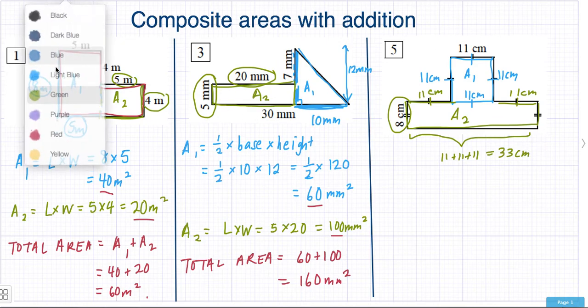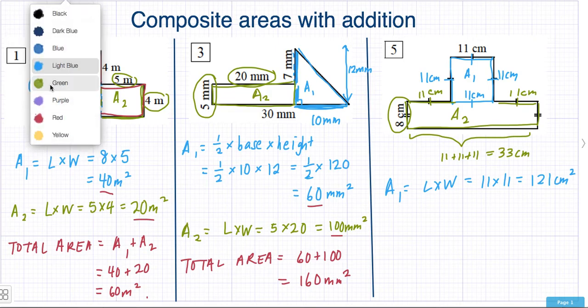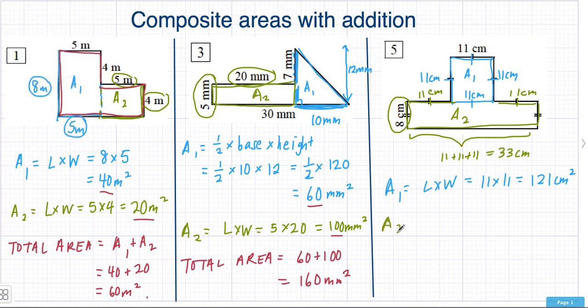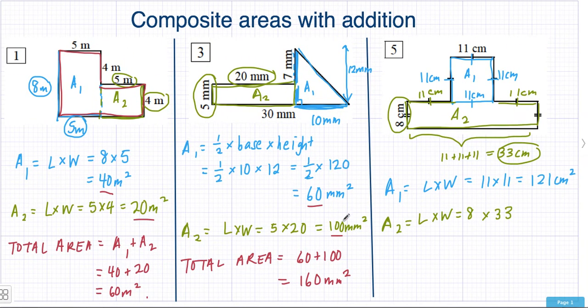So now we can quickly find our two areas. They're both rectangles. One's a square, special type of rectangle. So area 1, length times width, 11 times 11 is 121 centimetres squared, because it's an area and the units here are centimetres. Area 2, length times width, is 8 centimetres times 33. Now that one's a little bit trickier. I'm just going to use my calculator. 264.